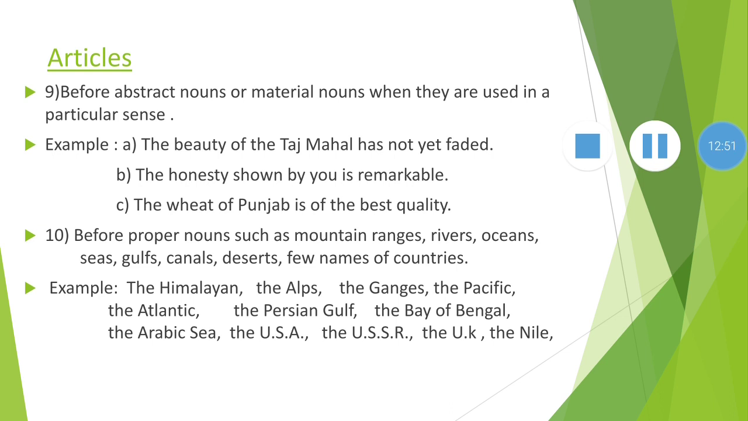The wheat of Punjab is one of the best quality. In this example, wheat is also a material noun, but it indicates the best quality in the Punjab region or Punjab state. So we use the article before it.